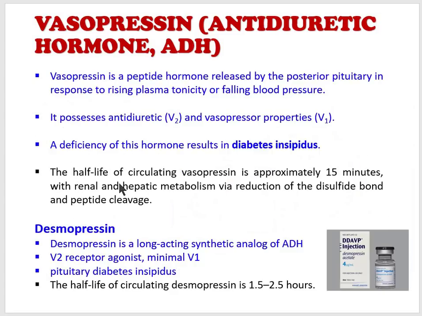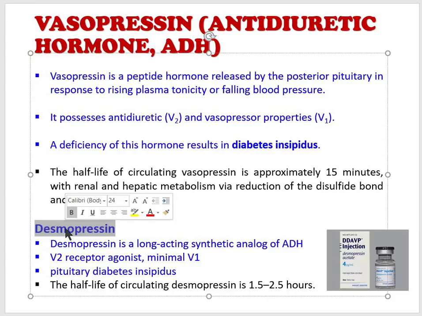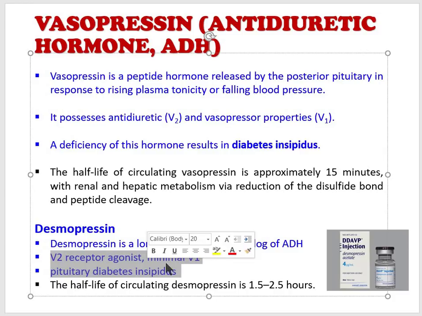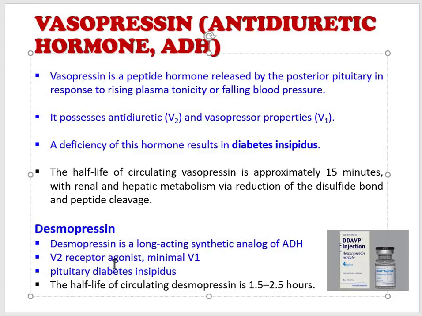So the bottom line here is, if the question asks which receptor desmopressin targets, well, it primarily targets V2. It has minimum V1 activity. Which one is more long acting? Well, desmopressin. And what causes the release of this hormone?